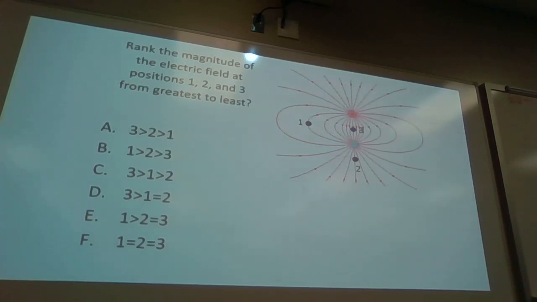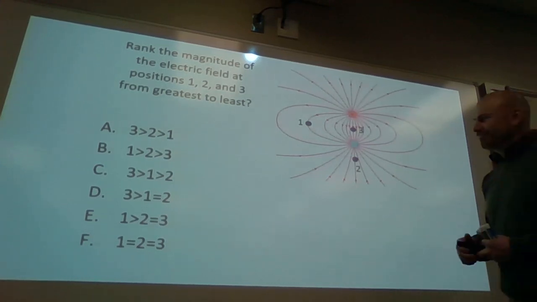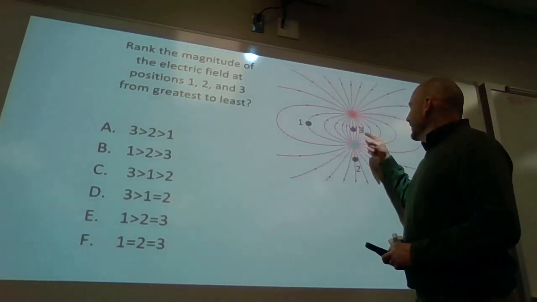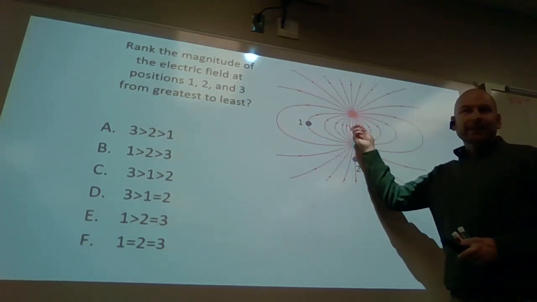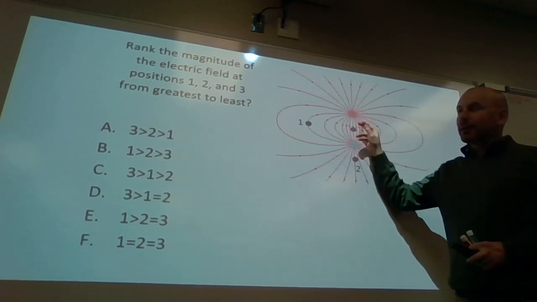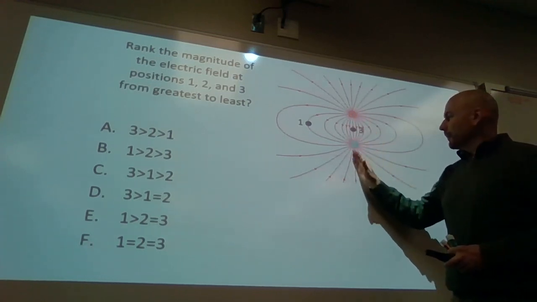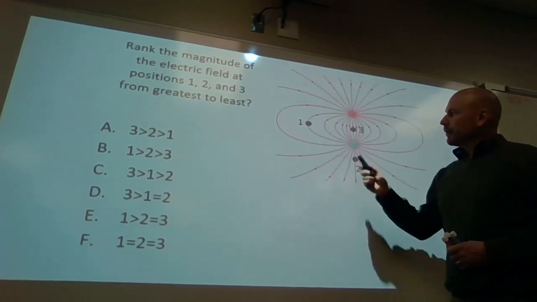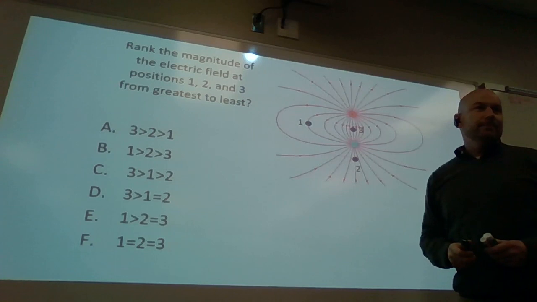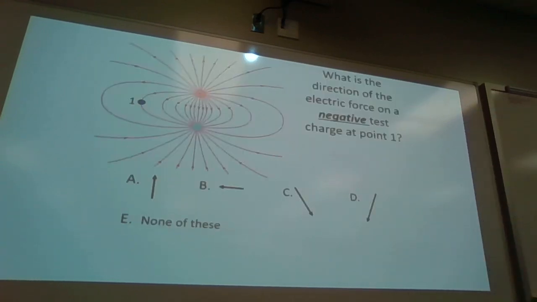Correct answer is A. Appreciative apples. All right. Why? The electric field lines are more densely packed here. They're closer together. At 3, 2, they're a little bit more spread out, and 1, they're obviously more spread out. So 3, 2, 1. Okay. This is a good question.